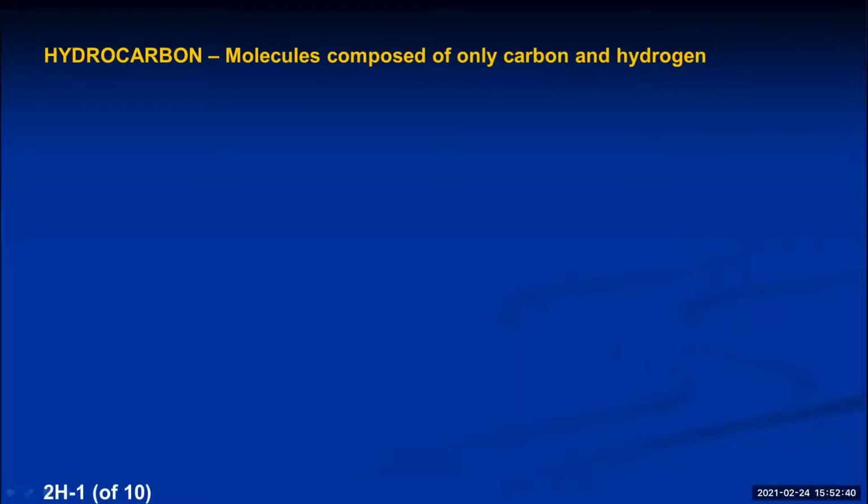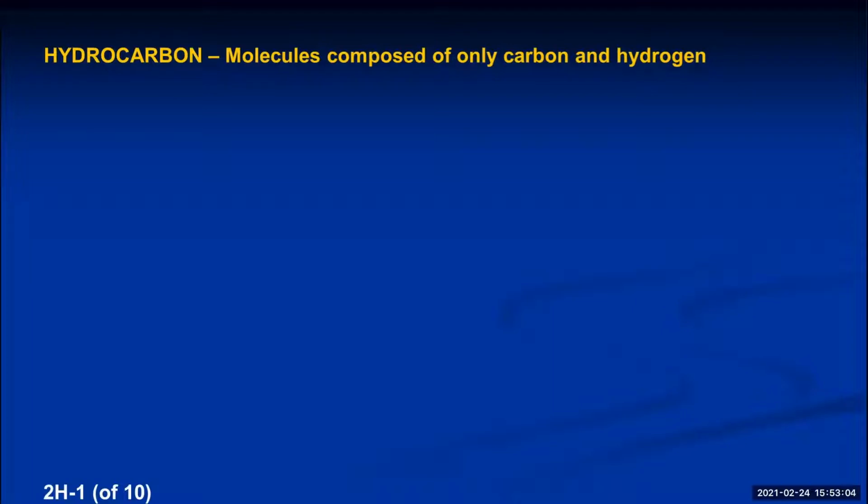So today in lecture 2H, we're going to talk about a series of molecules known as hydrocarbons. And as the name might suggest, these are molecules that are composed of two different elements. They're composed of carbon and hydrogen. And carbon and hydrogen can form lots and lots of different molecules. So there's actually a systematic way to name these. We're going to talk about naming some simple hydrocarbons today.